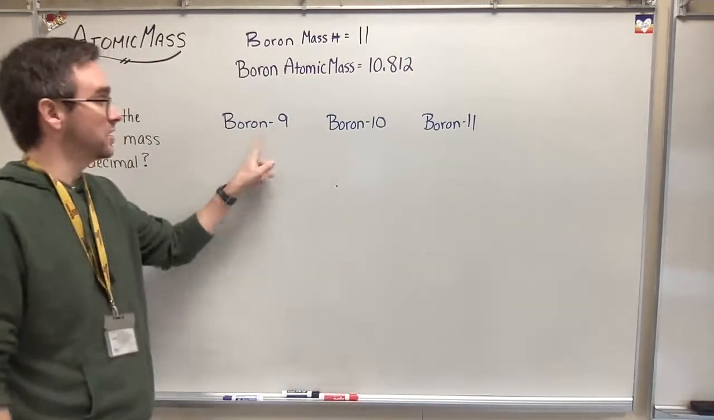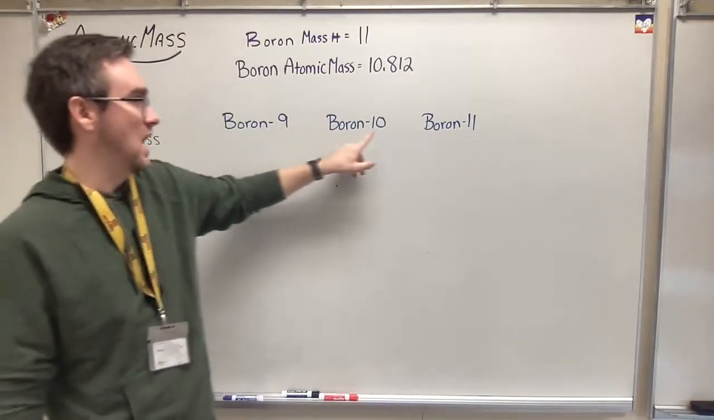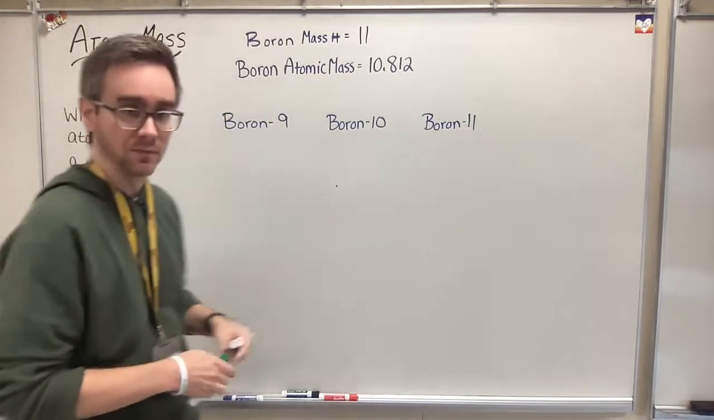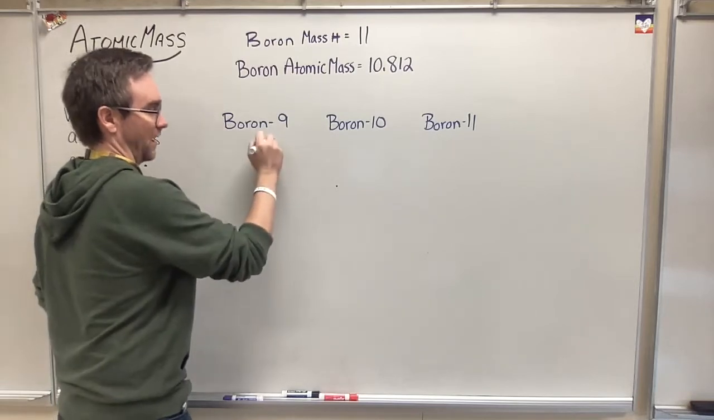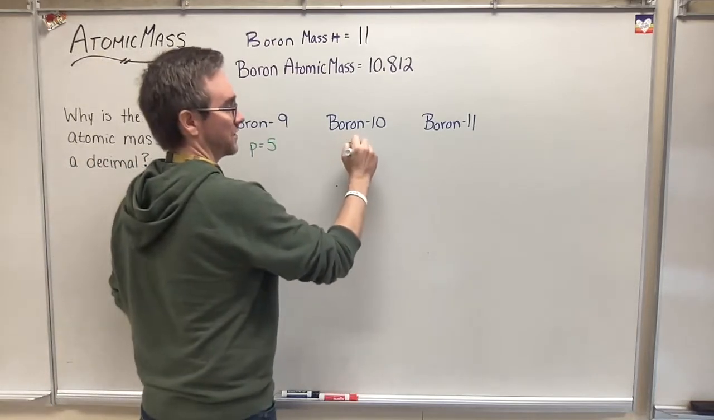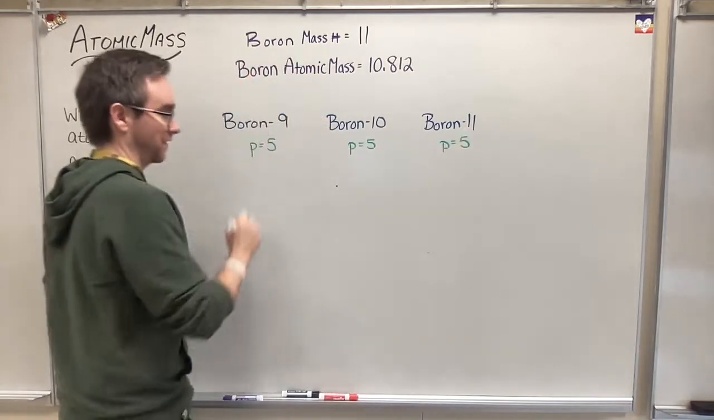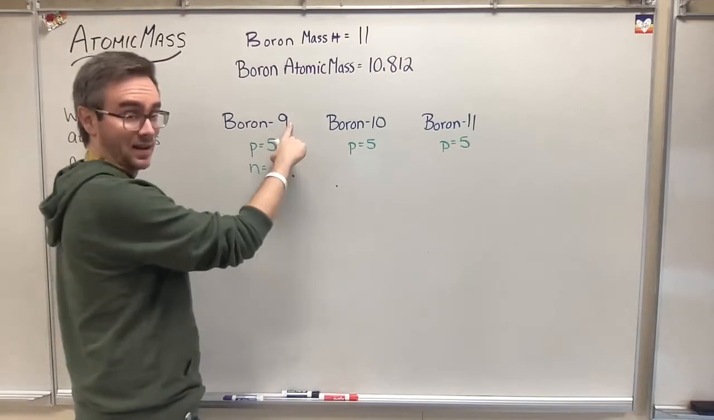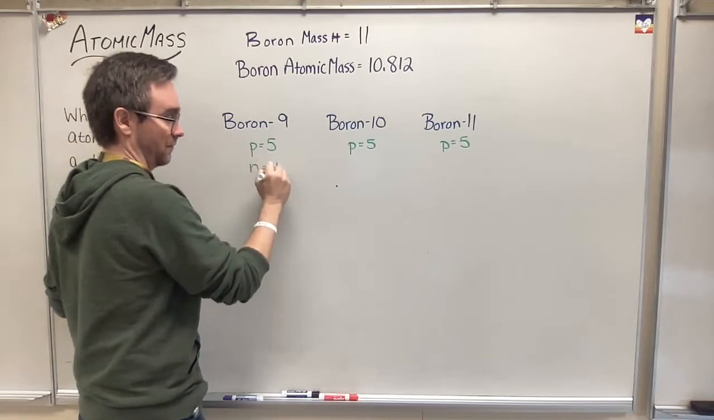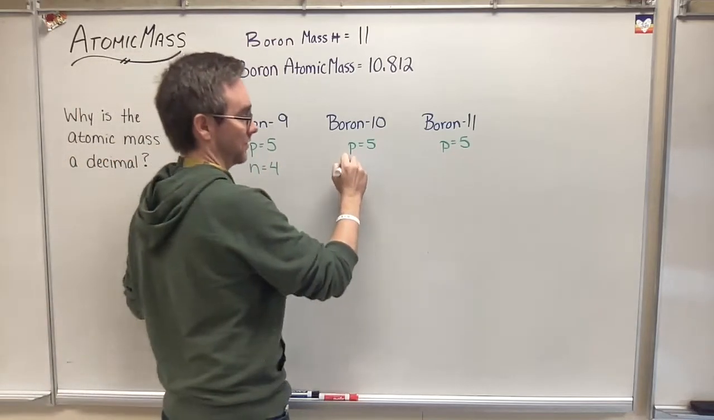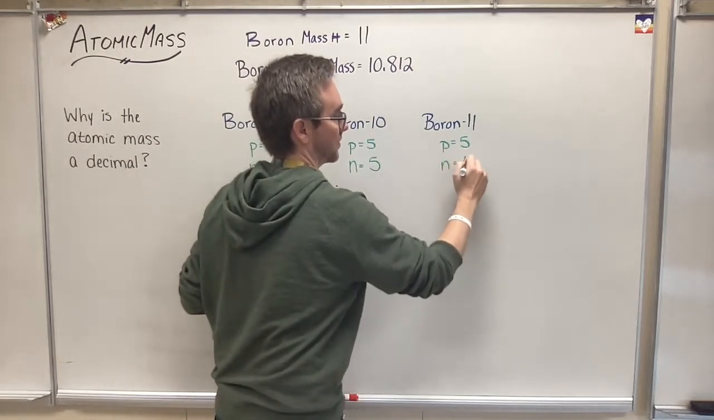We have the element for each one of them, all borons, but we have different masses: a mass of 9 AMU, 10 AMU, and 11 AMU. We get that AMU because boron is going to have 5 protons for each one of them, the same number of protons for each isotope, but the difference is the number of neutrons. This one has a mass of 9 AMU, 5 of them are protons. That means 4 of them are neutrons. This one has 5 neutrons. This one has 6 neutrons.